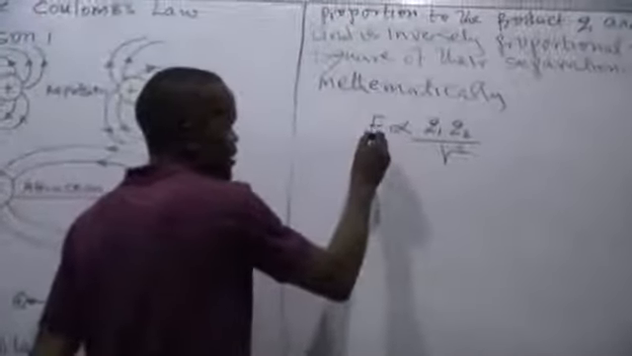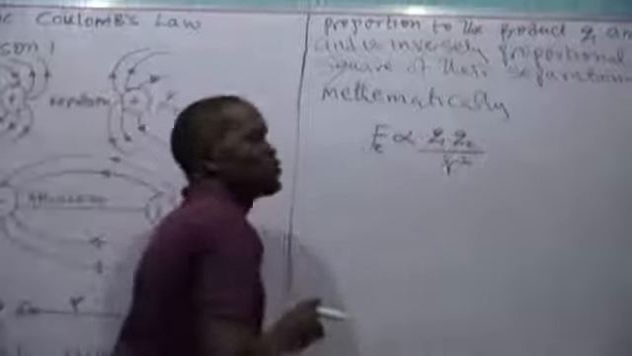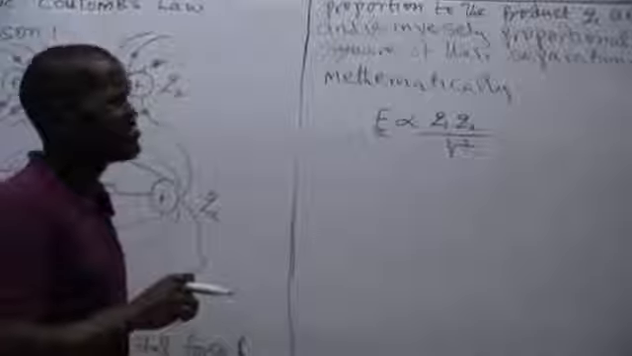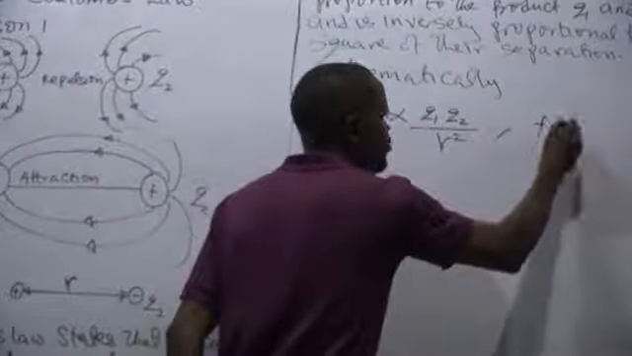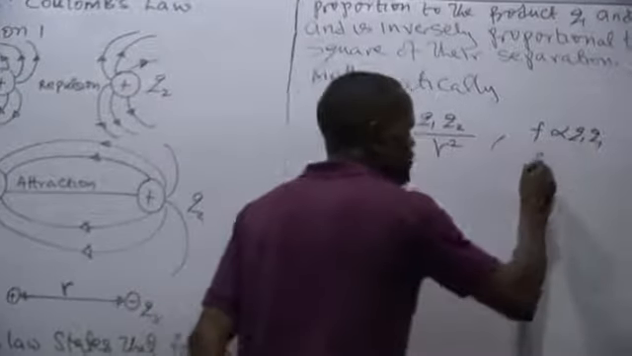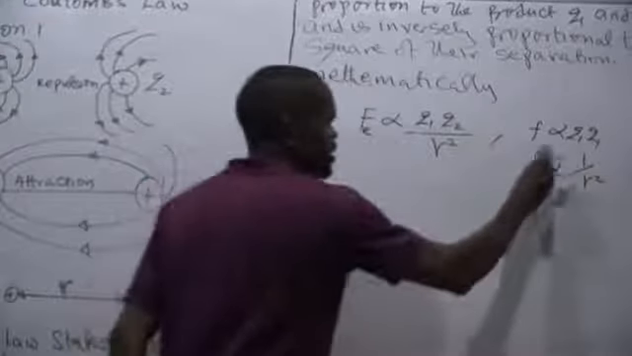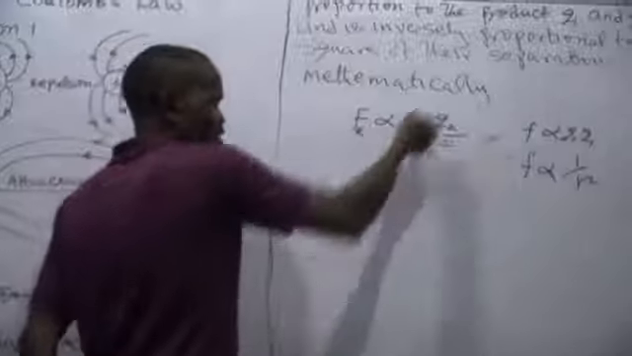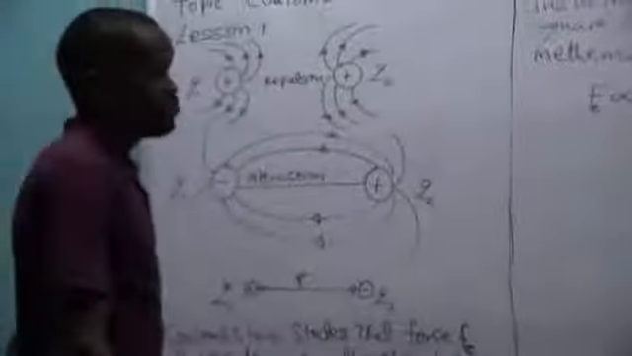That F, electrostatic force, is directly proportional to Q1 and Q2, that's the product, and inversely proportional to R squared. This is directly proportional, this is inversely proportional. So this is directly proportional to this, and inversely proportional to the distance of separation squared.